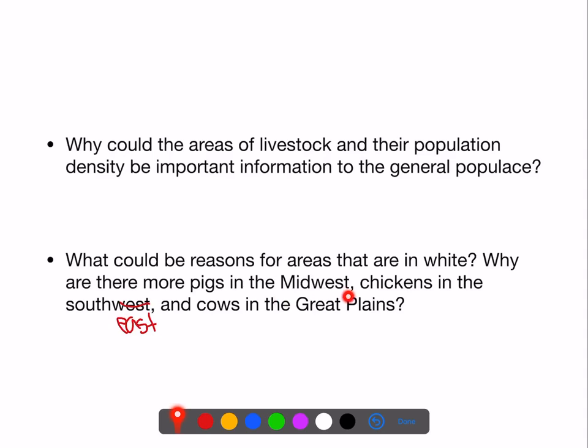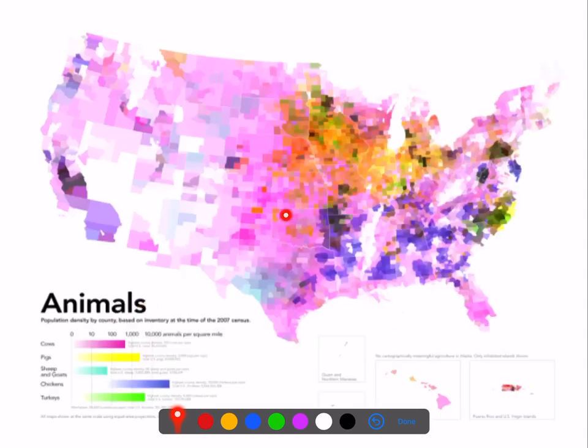As for the pigs in the Midwest, chickens in the Southeast, and cows in the Great Plains. Well, let's start off with cows. Cows in the Great Plains, well, again, we just talked about pasture lands. Pasture lands where the cows can graze and eat their grass throughout the day. Well, that's mostly common in flat areas with a lot of nutrients in the soil, which is found in the Great Plains of the U.S. And that's why cows are very heavily populated in these areas, and that's why it's darker pink in here as well. So that's one reason why they're all in those areas.